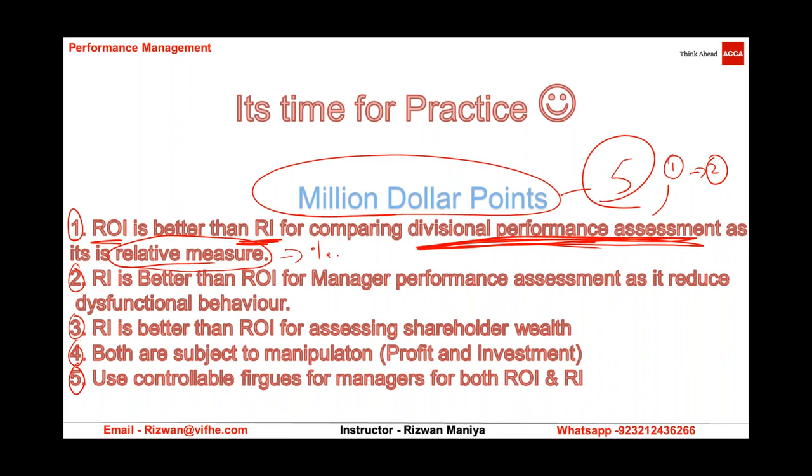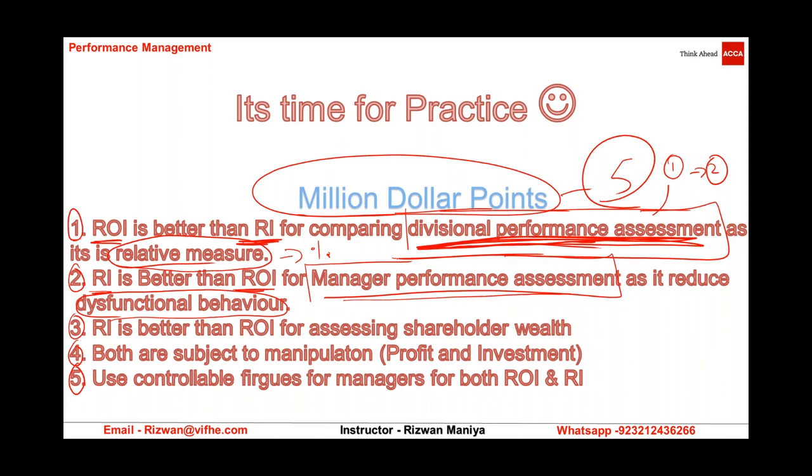Second, RI is better than ROI for manager performance assessment as it reduces dysfunctional behavior. These are two key terms that you need to keep in mind before your examination. One is divisional performance assessment, which means comparing one division to another. So for divisional performance, ROI is best. For assessing manager's performance, RI is best.